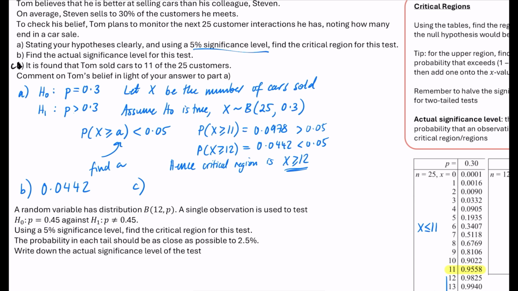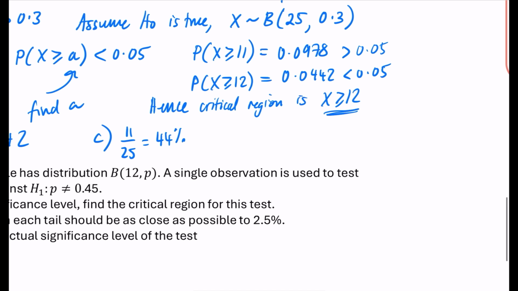And then part C of the question, it says, it is found that Tom sold cars to 11 of the 25 customers. Comment on Tom's belief in light of your answer to part A. Well, Tom was probably pretty chuffed, right? Because he sold 11 out of 25 cars, which is 44%. So he was probably like, great, I'm doing really good here. But it seems like it's just random chance, okay? We don't actually need this part here. I'm going to say 11 is not in the critical region.